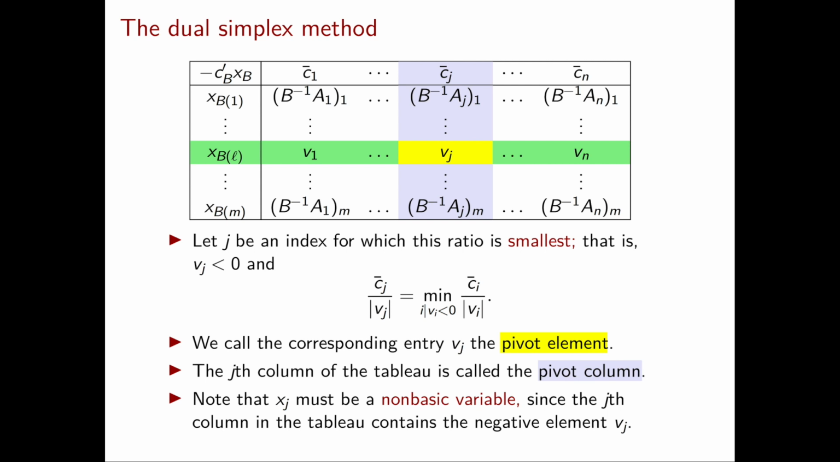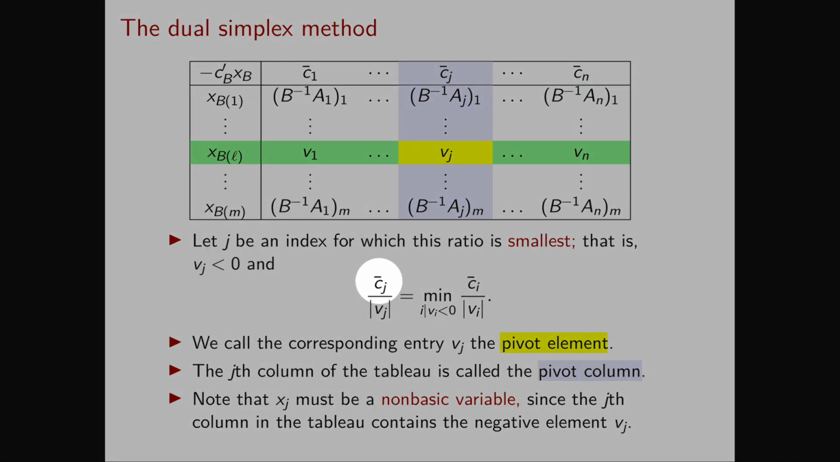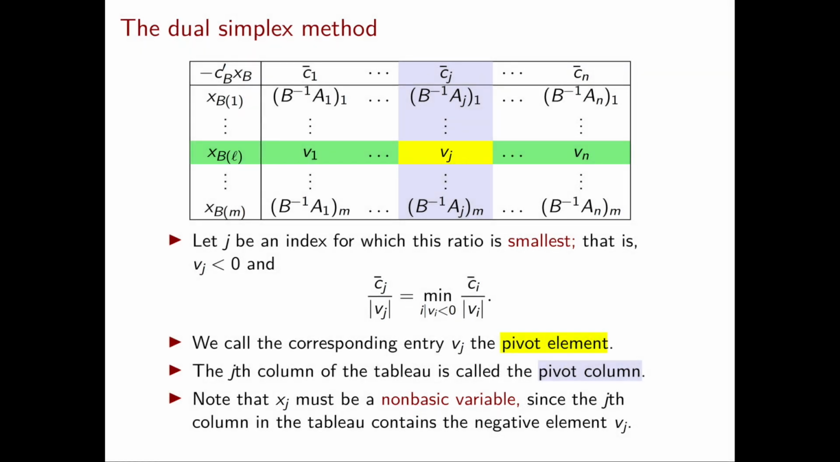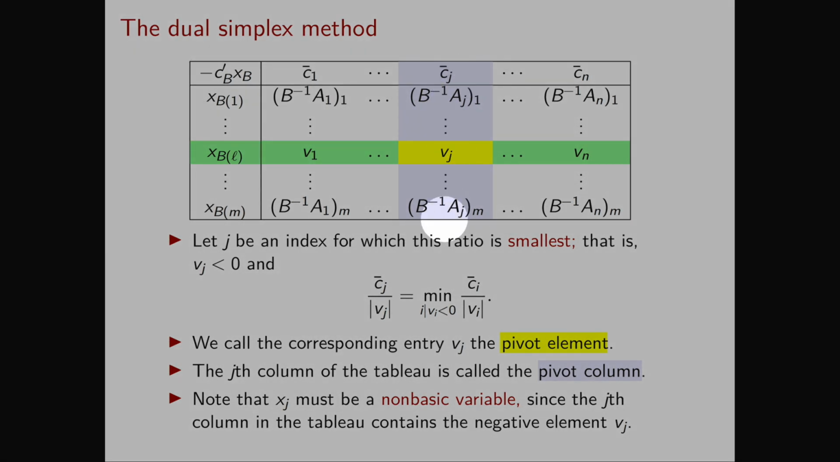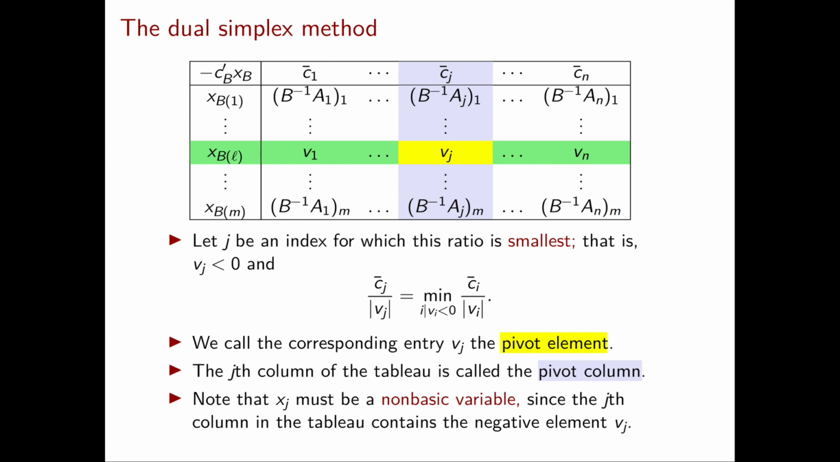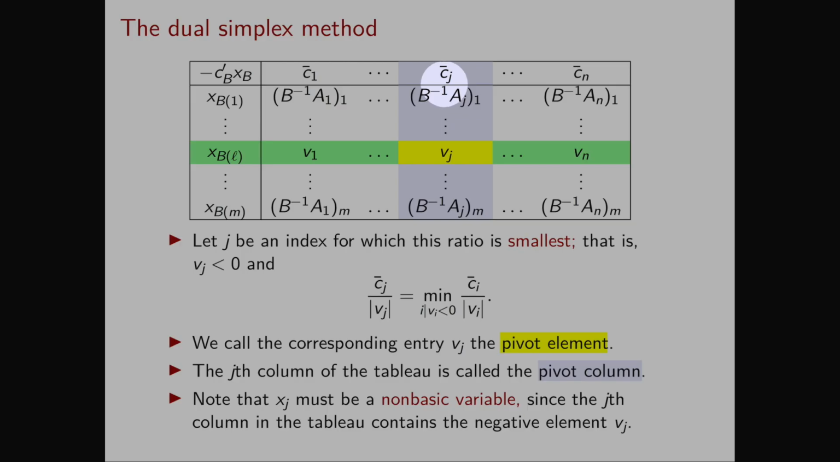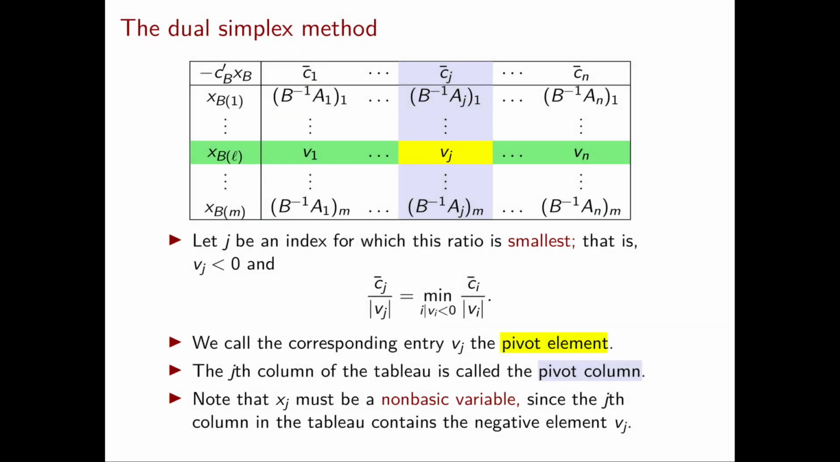In particular, this means that Vj is strictly negative and C bar j divided by the absolute value of Vj is the minimum of all the ratios C bar i over the absolute value of V bar i for every i with Vi negative. Now the entry Vj is called the pivot element, and the jth column of the tableau is called the pivot column. We can immediately observe that the variable xj is non-basic, because basic variables have unit vectors in the corresponding columns, while here Vj is a strictly negative number.